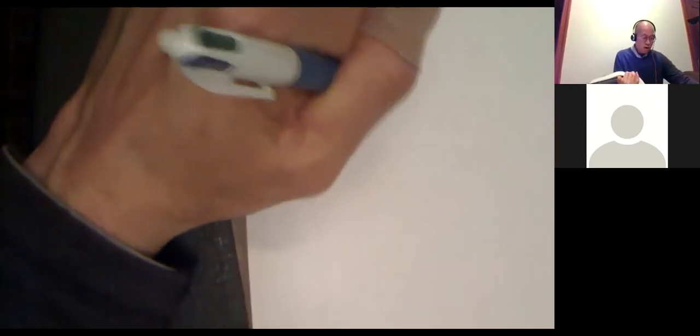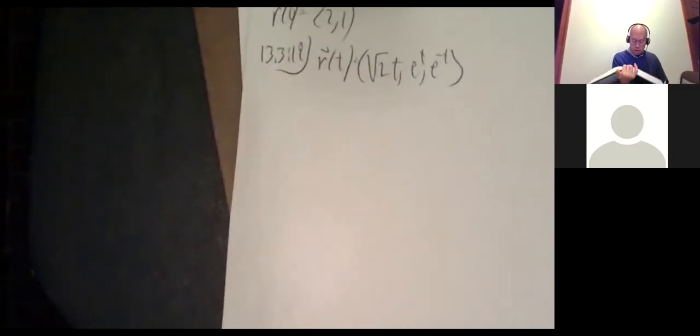Okay, radical 2t, e to the t, e to the negative t. Find the unit tangent and unit normal vectors and find the curvature.